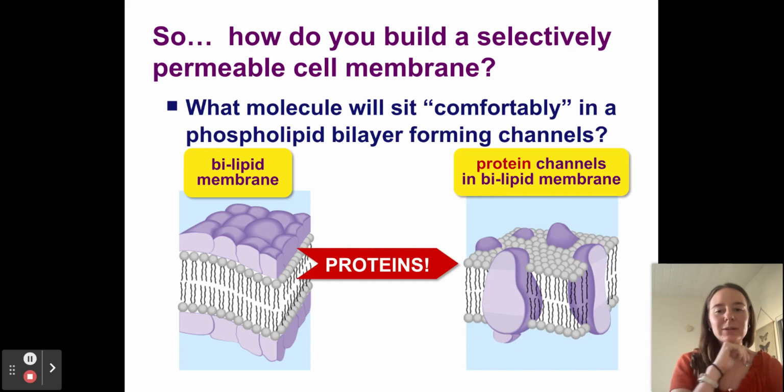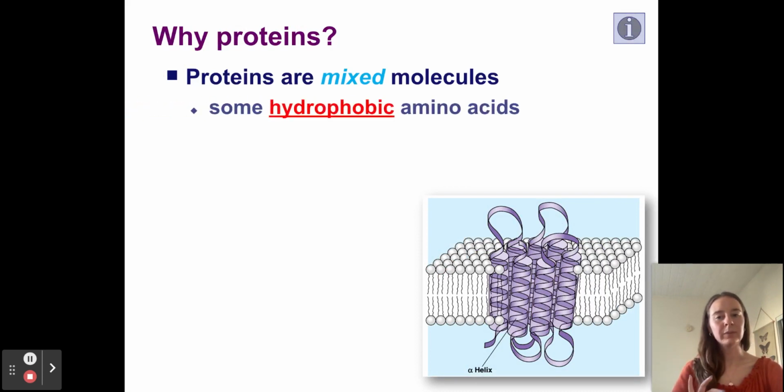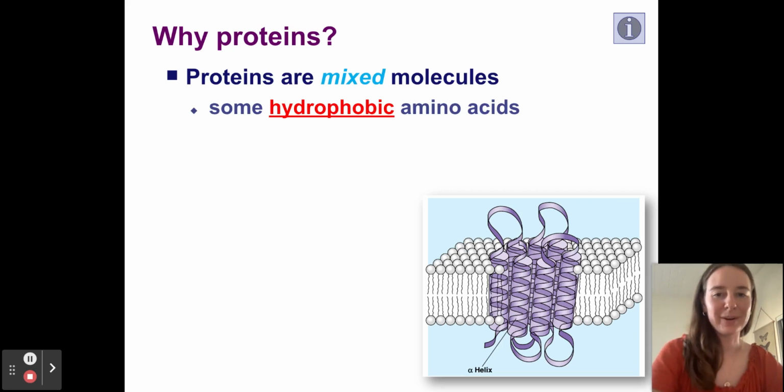I know we've already talked about this earlier in this video, but yes, the mystery molecule embedded in the membrane is proteins. And why are proteins a good molecule for sitting within this hydrophobic lipid bilayer? Well, that's because proteins are mixed molecules. Let's explain. Remember, proteins are made up of amino acids, and of the 20 different amino acids, some are hydrophobic and some are hydrophilic, based on the R group that's attached to the central alpha carbon. Go back to your macromolecules notes if you forgot about protein structure.